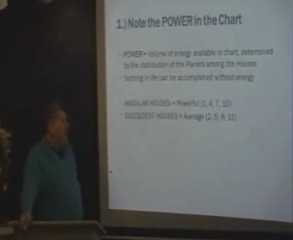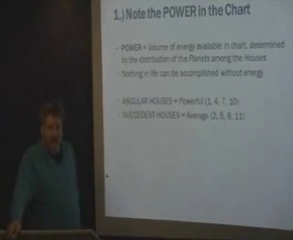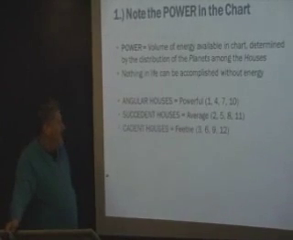Houses 2, 5, 8, and 11 are succedent. And houses 3, 6, 9, and 12 are cadent.